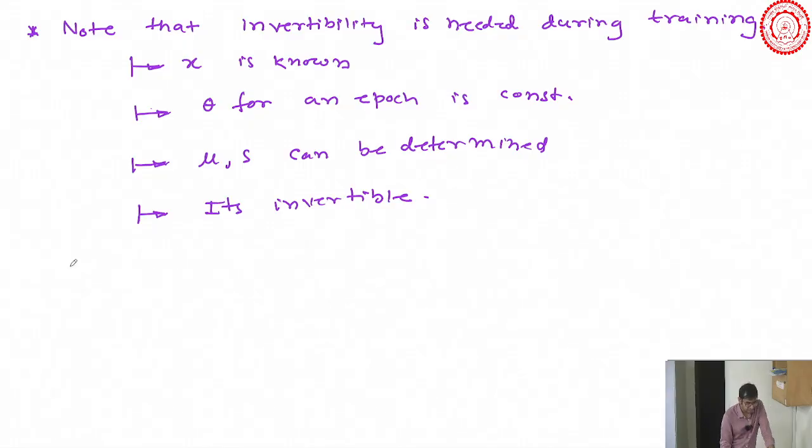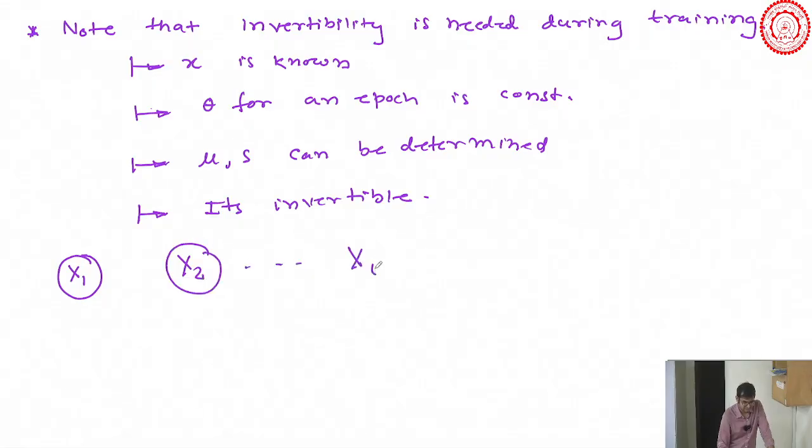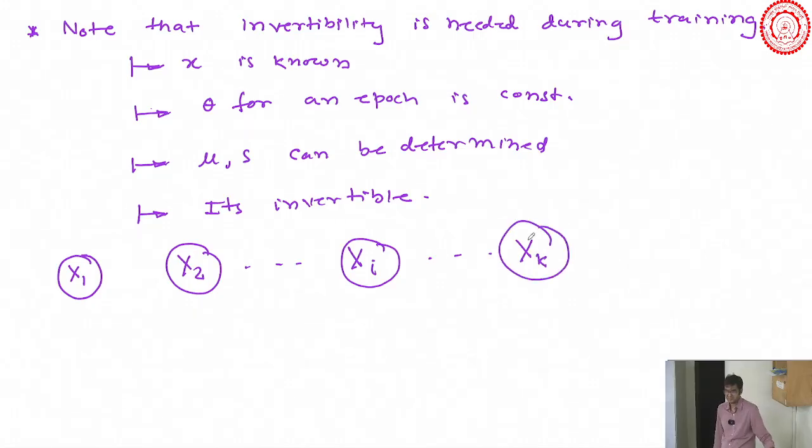The architecture will look something like this: x1, x2, some xi, xk. What is x1? The first pixel. x2, the second pixel. xi, the ith pixel. xk, the last pixel. This is a very common confusion I also used to have between pixel and data, so that's why I'm repeating.